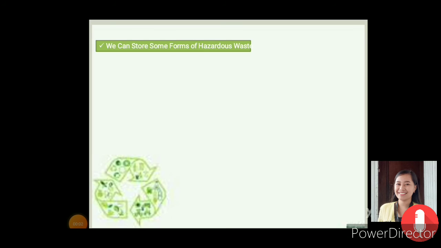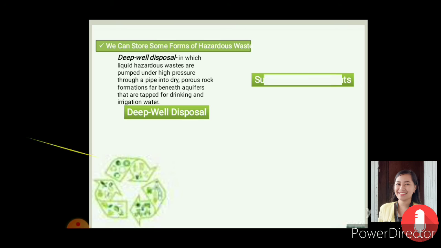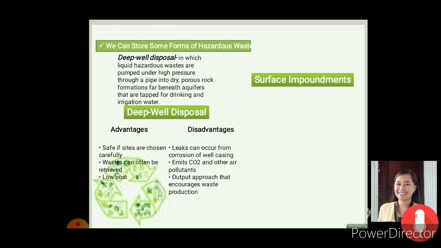We can also store some forms of hazardous waste. One of the most common forms of burial is deep well disposal, in which liquid hazardous waste is pumped under high pressure through a pipe into dry porous rock formations far beneath aquifers that are tapped for drinking and irrigation water. So there are two types, deep well disposal and surface impoundments. These two forms have advantages and disadvantages. The following are the advantages and disadvantages of surface impoundments and deep well disposal.